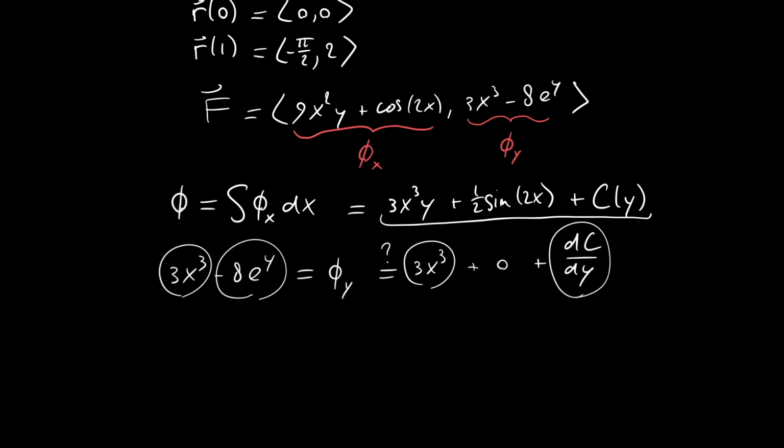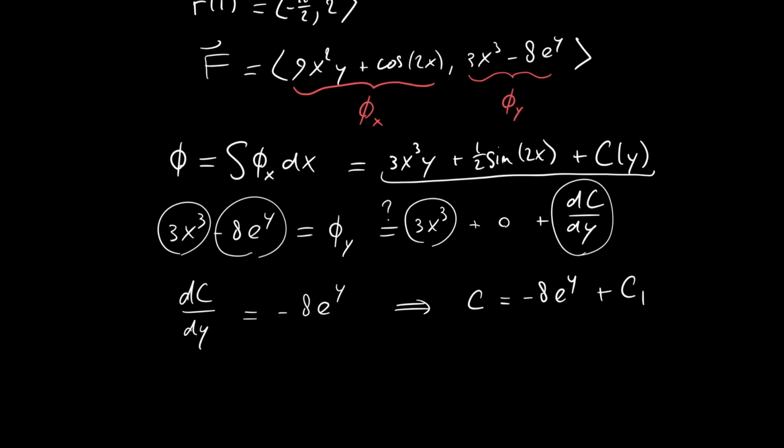If I find a c, that gives me minus 8 e to the power y. So dc dy is equal to minus 8 e to the power y. Well, that implies that c, the constant that depended on y, is also minus 8 e to the power y plus maybe some other constant. Let me call that c1. So it seems to work, and let's put everything together now.